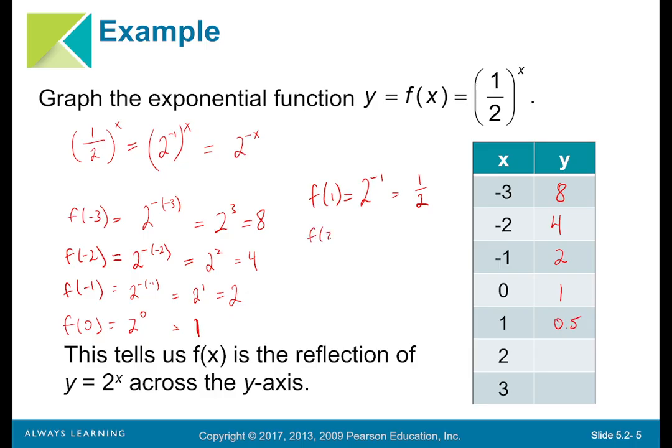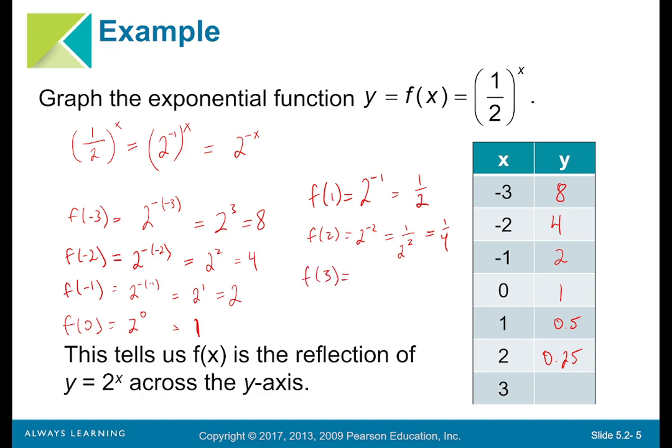Now, f of 2 is 2 to the minus 2. Again, just plugging in 2 for x. And that's 1 over 2 squared. Remember the negative exponent, we bring it down into a denominator, and that, of course, is just 1/4, which is 0.25.